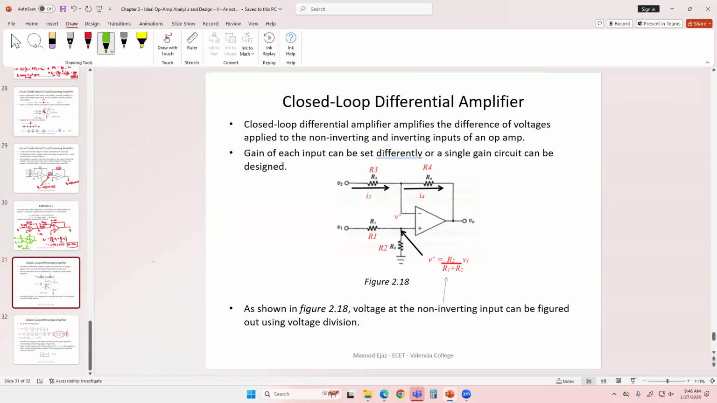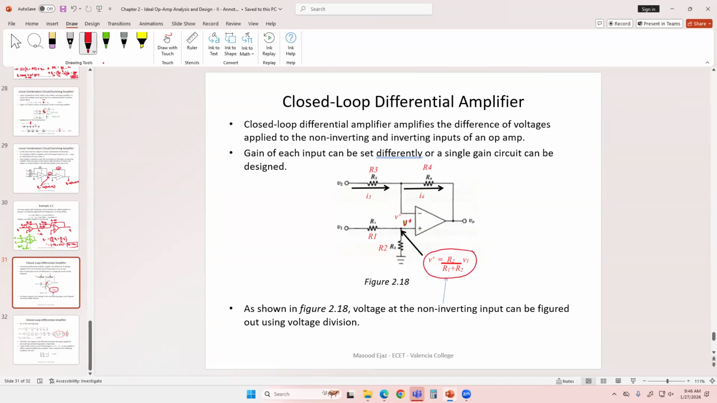So how does this circuit work? We apply voltage division right here to find V positive, the voltage at the non-inverting input. Using voltage division, that's going to be R2 times V1 divided by R1 plus R2.